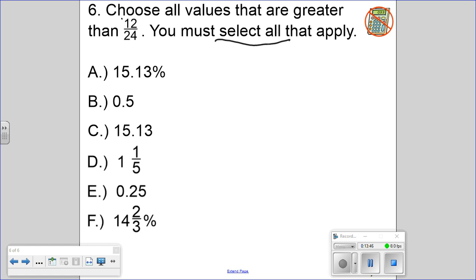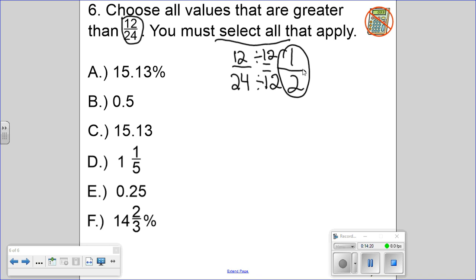So first, we need to take this fraction 12/24, and we want to figure out what that is as a decimal. Because this fraction isn't in simplest form, it would be good to go ahead and simplify because that's going to make it easier to do my long division to change this to a decimal. So what is a number that I can divide 12 and 24 by, and I'll still get a whole number answer? Well, 12 goes evenly into both of these. 12 divided by itself is 1, and 24 divided by 12 is 2. So in simplest form, this fraction here is 1/2.